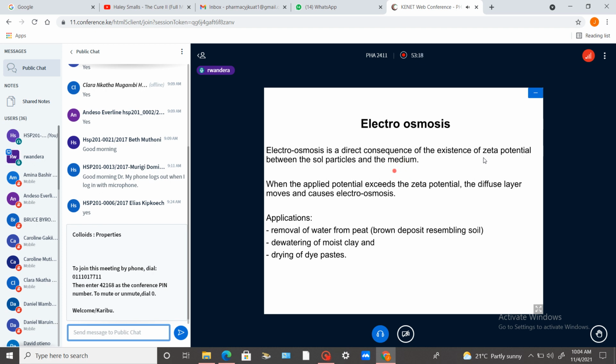So when the applied potential exceeds the zeta potential, you find that your diffuse layer will be forced to move to cause electroosmosis. So we can also use electroosmosis in the removal of water from peat, which simply is a brown deposit resembling soil. Also in dewatering of moist clay and drying of pastes.